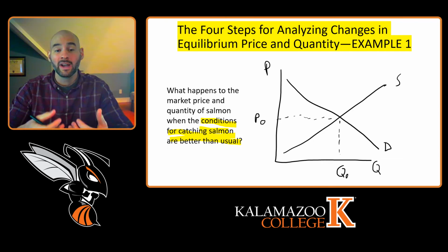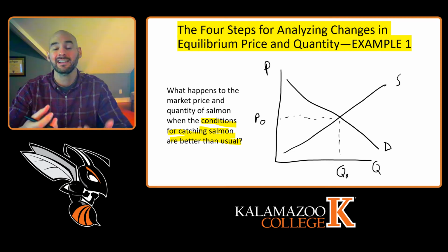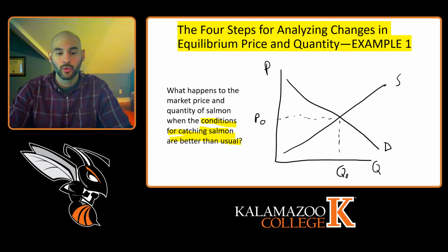What it implies is that the conditions for catching salmon now are better than usual, that less effort is needed to be spent catching salmon to catch the same amount of salmon. So that is a clear example of a factor which would impact the cost of salmon production, which means that we're dealing with a change to the supply curve. It's pretty straightforward in this example that because the conditions for catching salmon are better than usual, it's easier to catch salmon. The production of salmon is becoming less costly, and so supply is going to shift to the right.